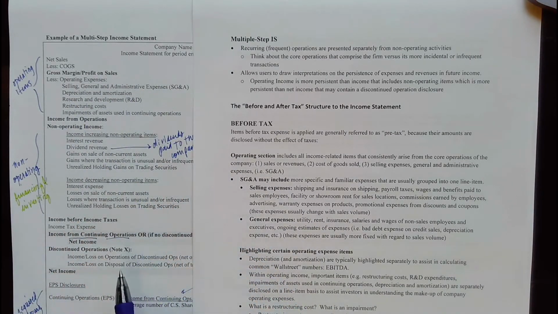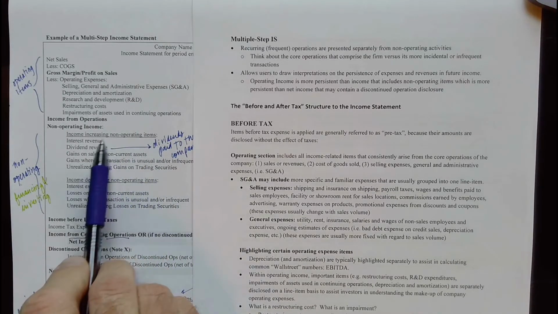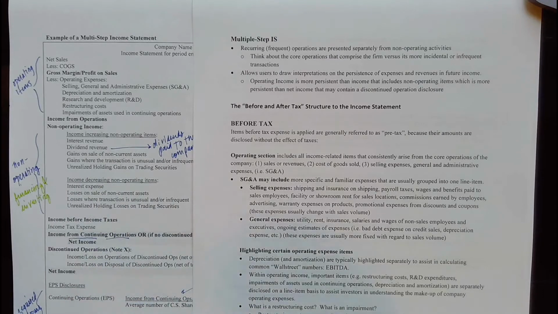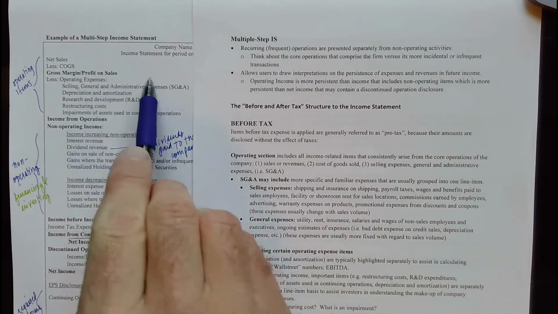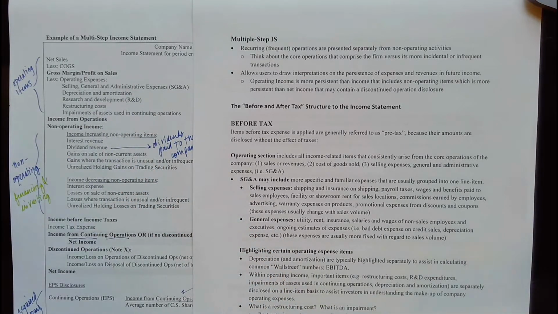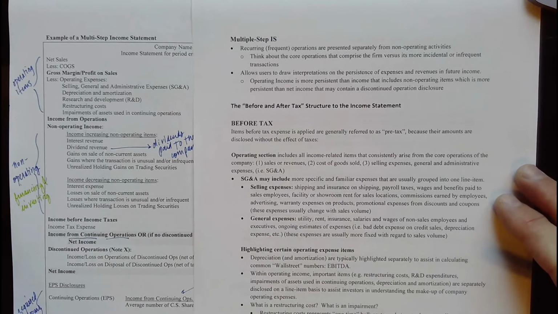When we go all the way down, we get to discontinued operations. These are not persistent items. Obviously, non-operating items, items that are not central or ongoing in core operations, are going to be less persistent than those that are core and central to operations. This allows us to draw interpretations on that persistence, right? So let's talk about the layout a little bit more.